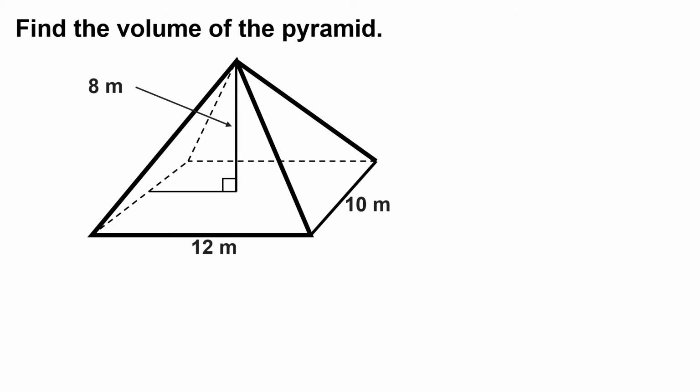Find the volume of this pyramid. What do we notice about the base of this pyramid? That's right. It is rectangular in shape. How do we find the area of a rectangle? That's also correct. We multiply the length by the width. So go ahead and find the volume of this pyramid.